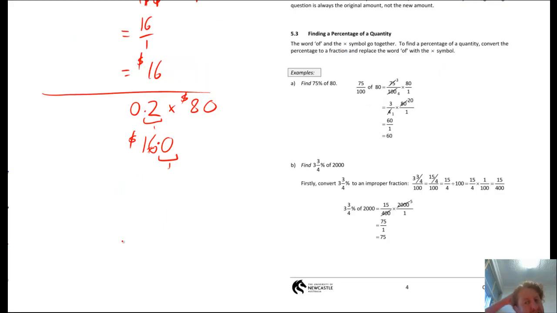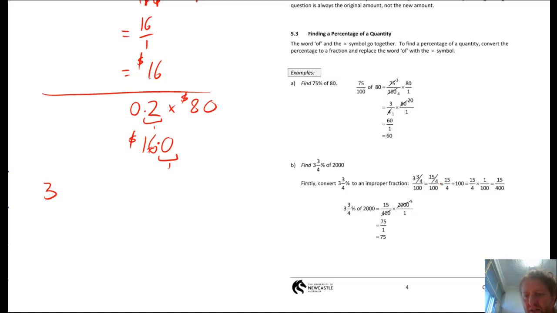What about this one down here? That's not a nice percentage, 3 3/4. I'd play with that first, as I have done here. I don't want to try and times something by 3 3/4 over 100. I'd rather do what I've done here. Let's just look at it again.